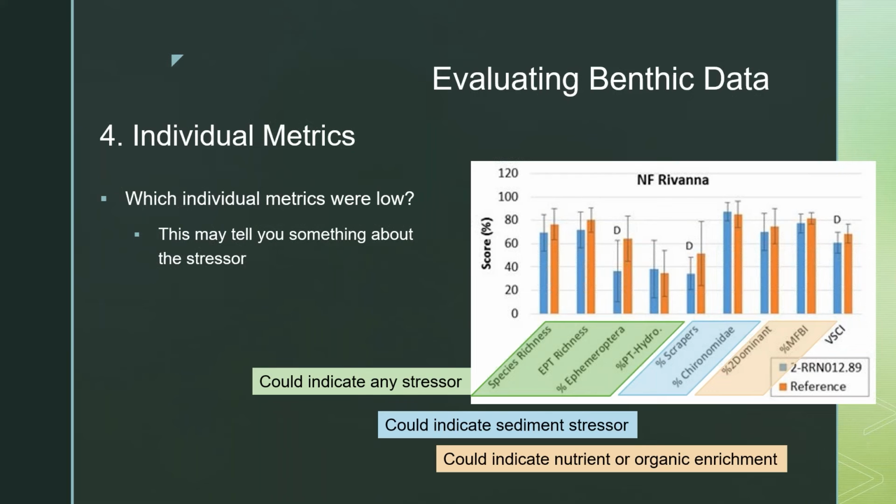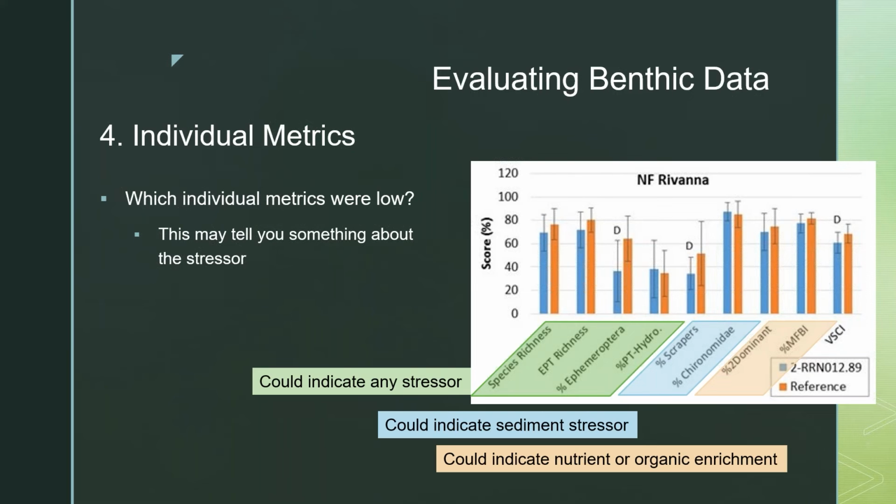And then the last two, percent 2 dominant and the biotic indicator there, those are both kind of more indicators and metrics of nutrient or organic enrichment. And so if we see those are really driving the low VSCI scores, then maybe nutrients, organic matter, could be some of the stressors that we want to take a deeper look at.